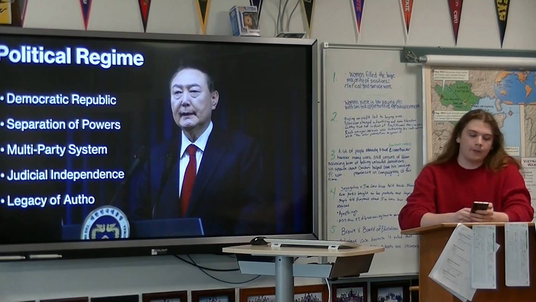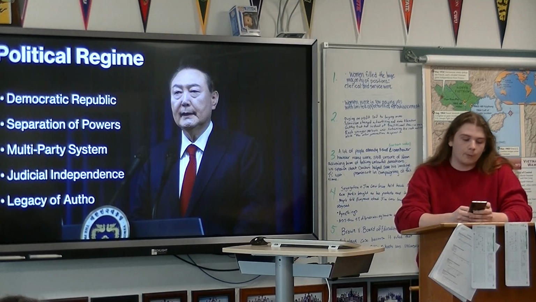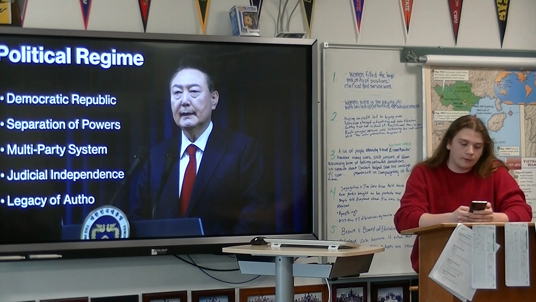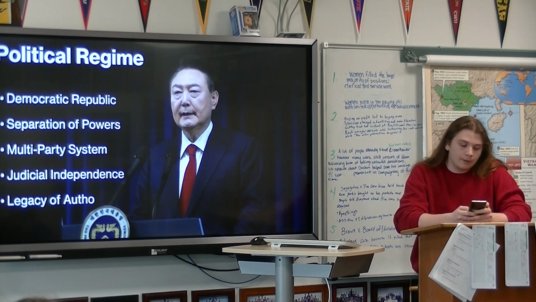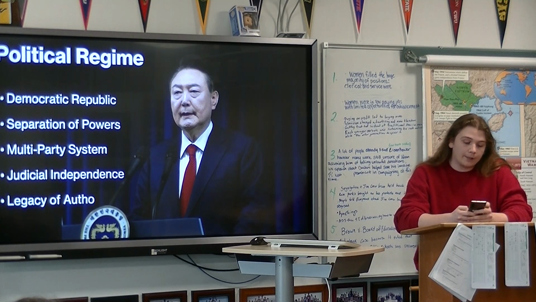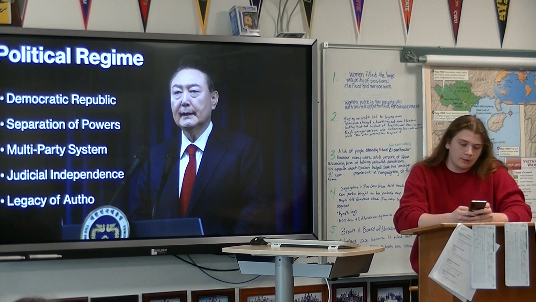Political regime. They're a democratic republic. Their system of governance is a democratic republic. There's a president as head of the state, who also acts as head of the government. They're elected by citizens by direct popular vote for a single term of 5 years.